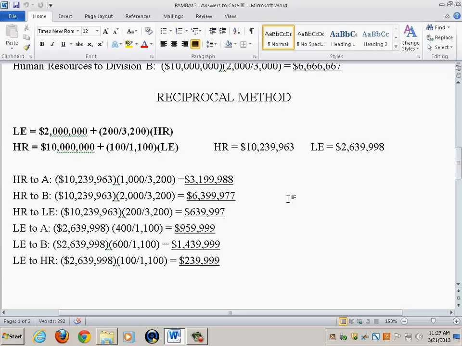So the direct method can be only justified as a simple and quick method, if you can make the case that the magnitude of the exchange of services between legal and human resources is so small compared to the allocations to A and B as to make it immaterial or negligible. So in that case, on the ground of materiality, you could say I'm ignoring it. But there's no other logical reason to ignore it.